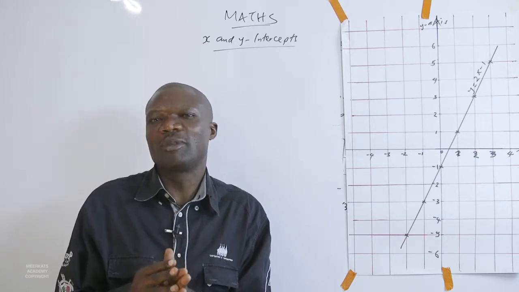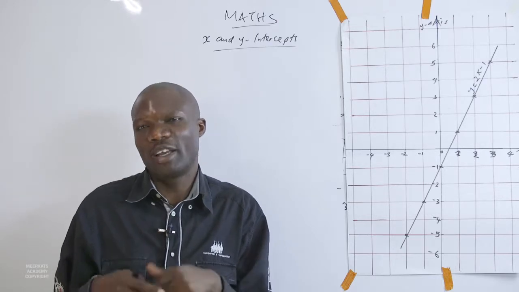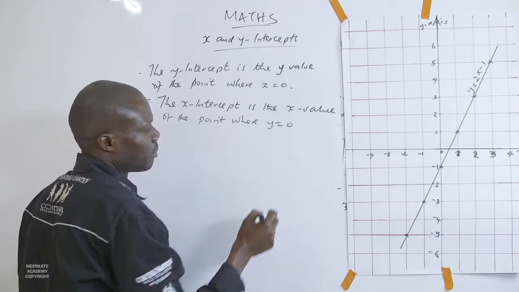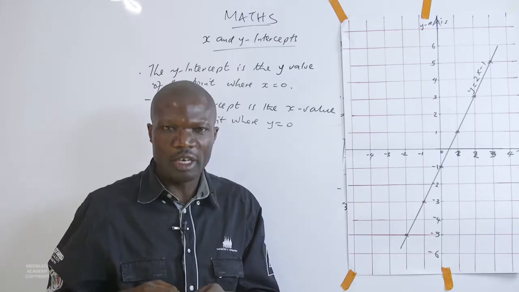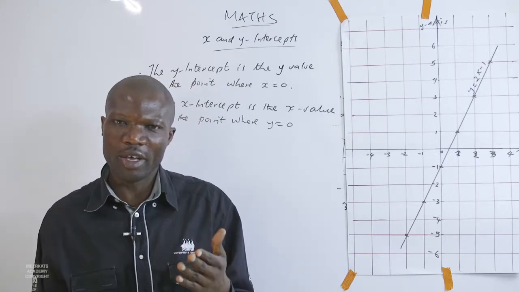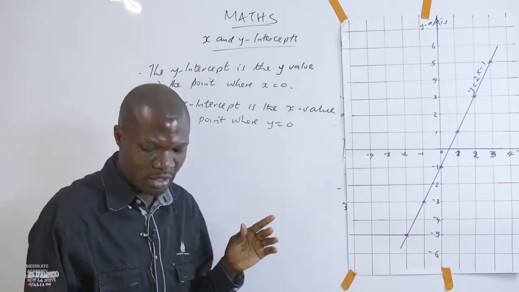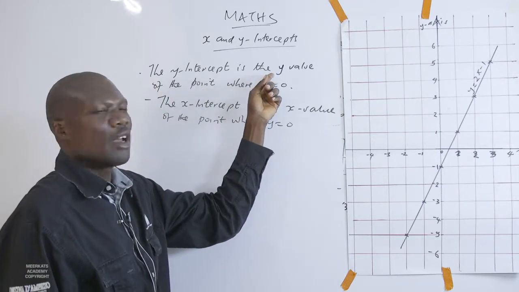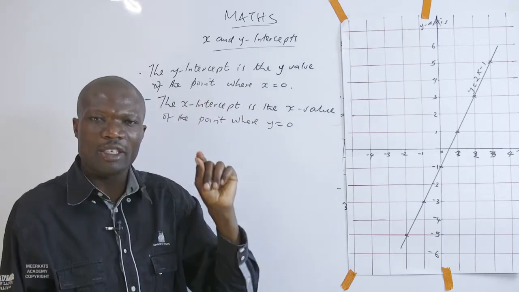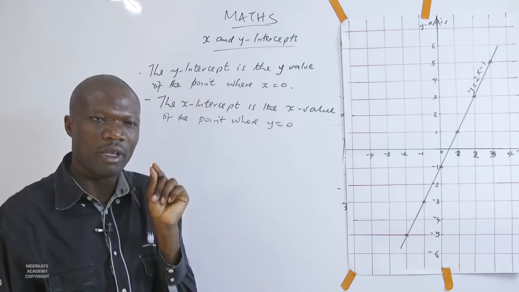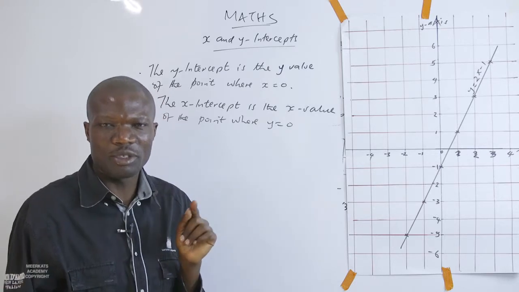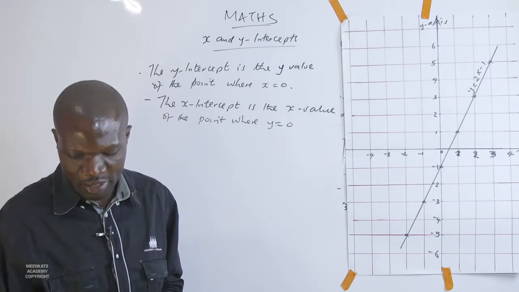While the y-intercept is simply the value of y when x is equal to 0. Let me put it clear and take this one down. So we are talking of two intercepts here, the y-intercept and the x-intercept. So we are saying that the y-intercept is the y value of the point where x is equal to 0. For the x-intercept, it is the value of x at the point where y is equal to 0. What am I trying to say here?